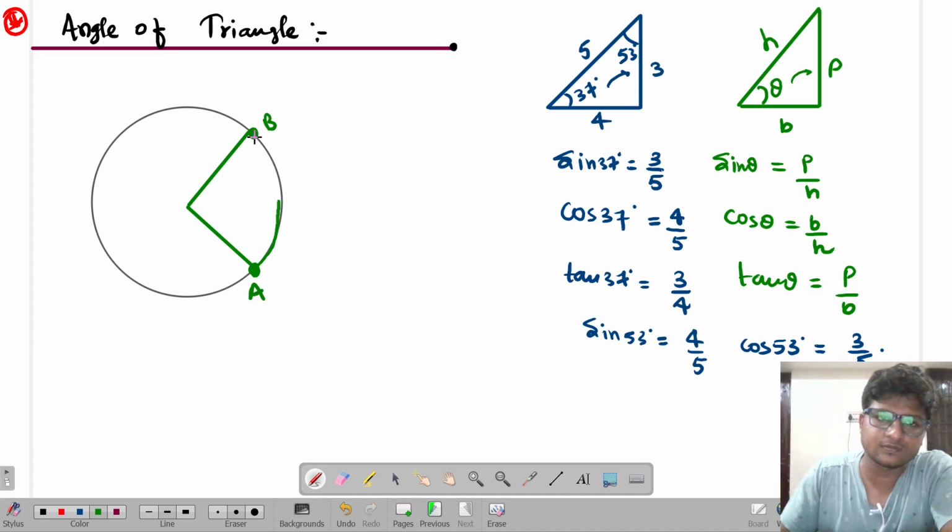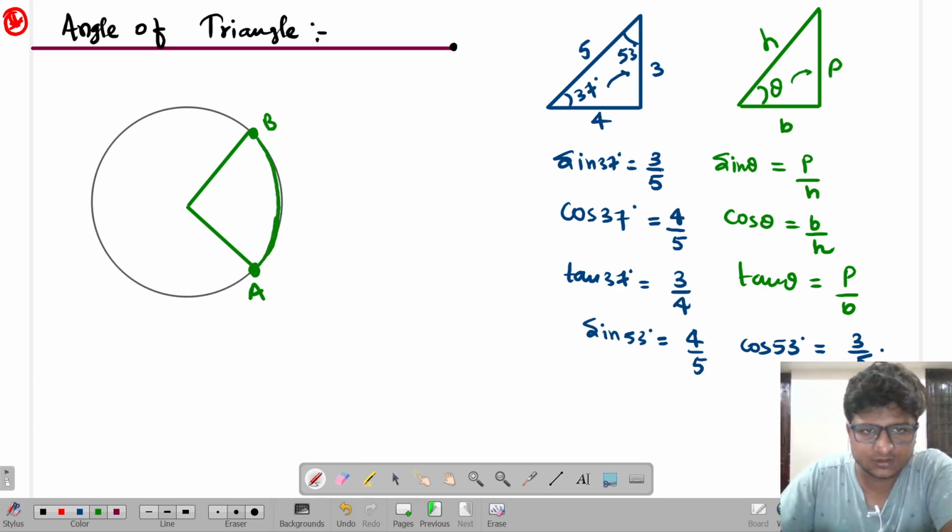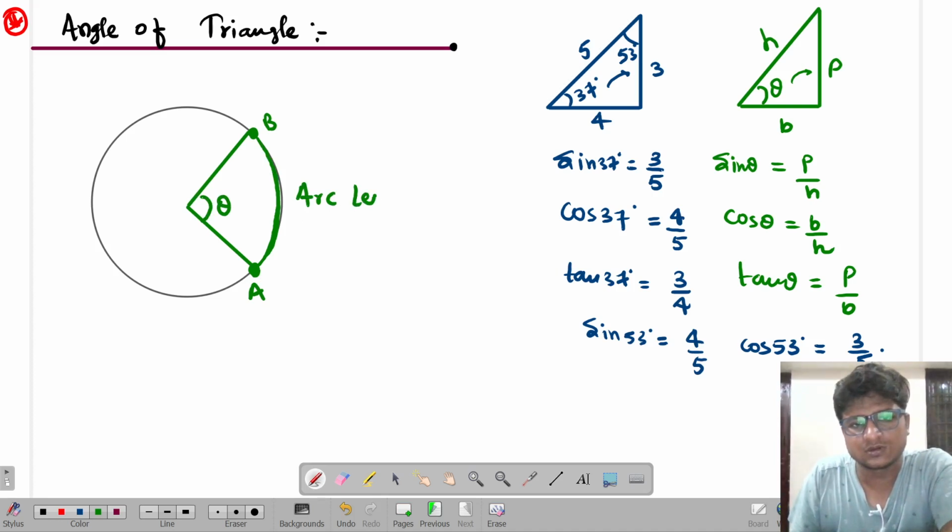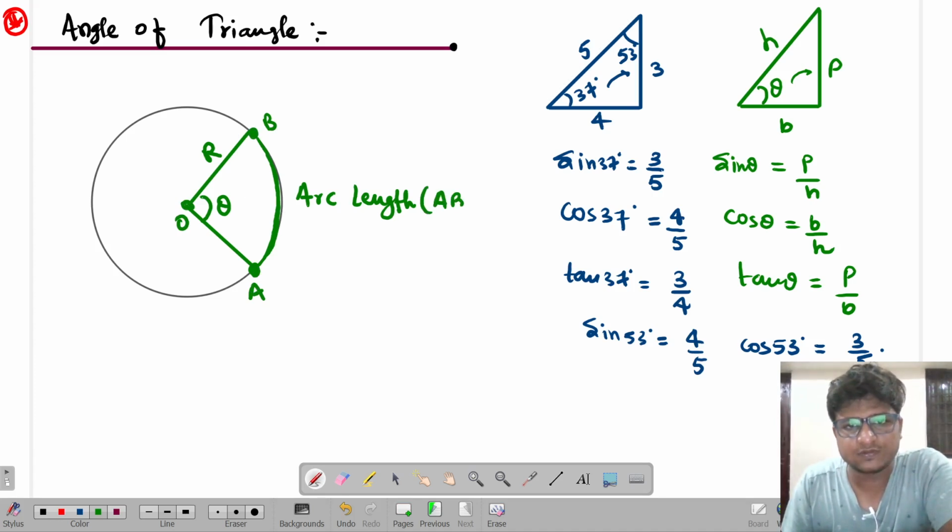Okay. That's fine. So let's suppose I have this as a circle, and a particle travels from point A to point B along this circular arc. Then the length of this arc, AB, what is it called? Arc length. And this arc length has a formula. If the circle has radius r and center O, then this arc AB has a value of r into theta, where theta is the angle subtended by the arc at the center.